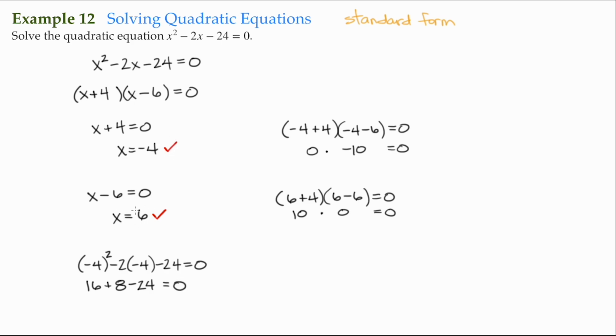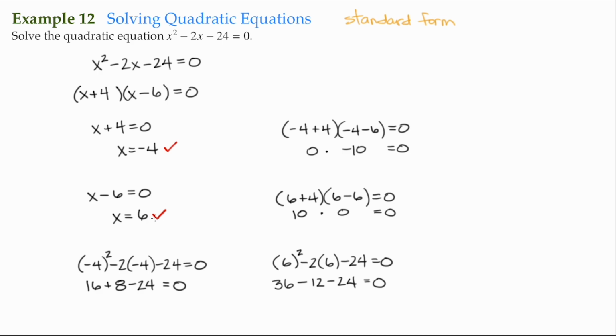We'll try 6. X squared, that's 6 squared, minus 2x, minus 2 times 6, minus 24. Does that equal 0? 6 squared, that's 36. Negative 2 times 6, that's negative 12. Minus 24, that does indeed equal 0. So this one works also.